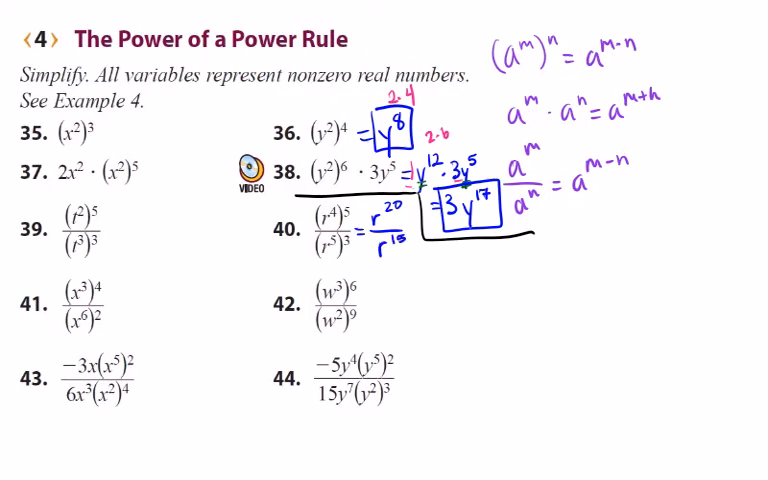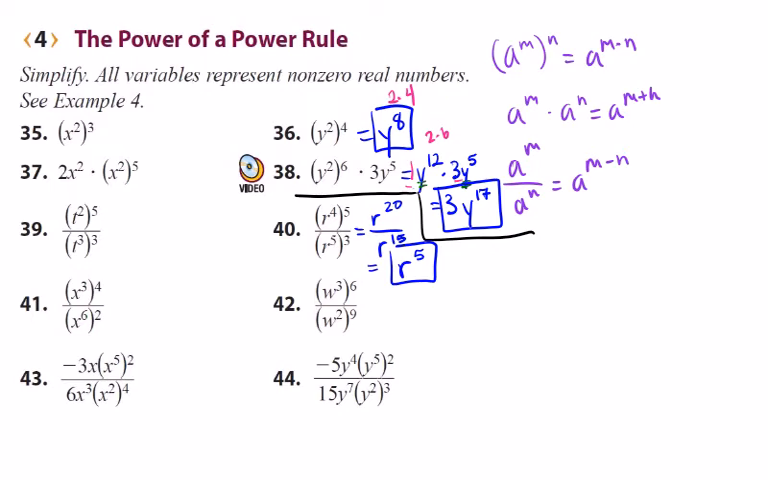And now we're going to subtract, right? So 20 minus 15 is 5. So we get r to the 5th. That's our final answer.